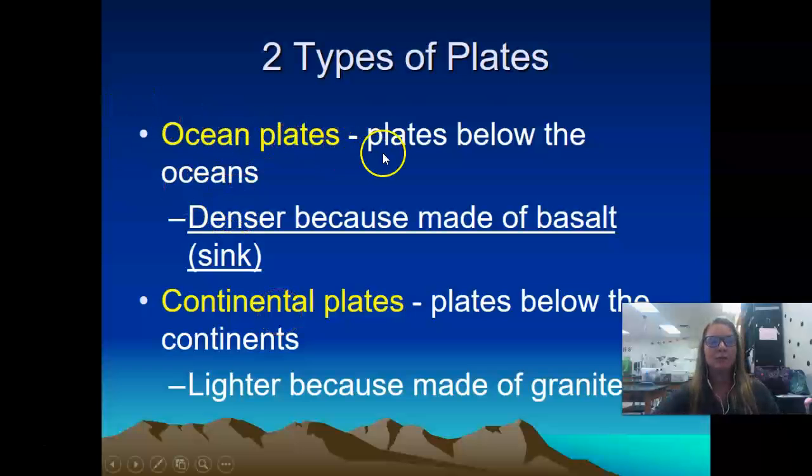Oceanic plates are normally below the ocean, so they're below sea level. Once again, they are denser because they are made of basalt-type rock material that has a lot of iron and heavier elements in it. Remember, we talked about igneous mafic rock. This is our oceanic plates. Mafic rock cooled very fast, but has very dense, heavier elements in it. Our continental plates are lighter in color.